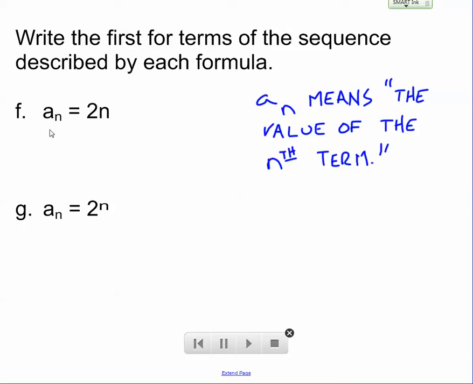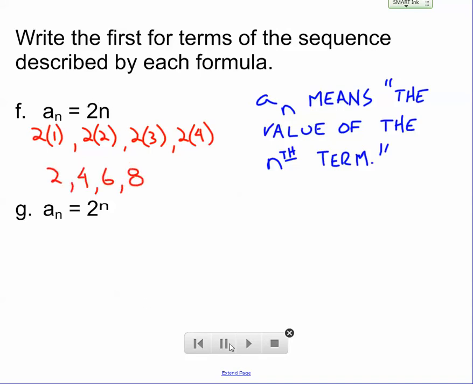Now what this says here on F, this formula, says the value of the nth term is equal to 2 times the number of the term. So term 1, we'd go 2 times 1. Term 2, we would do 2 times 2. And term 3, we would do 2 times 3. And term 4 would be 2 times 4. So you just take the term number and multiply it by 2, as indicated in the formula. So our first 4 terms are 2, 4, 6, and 8.